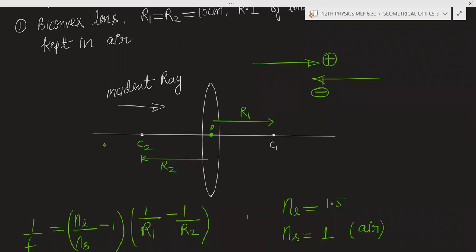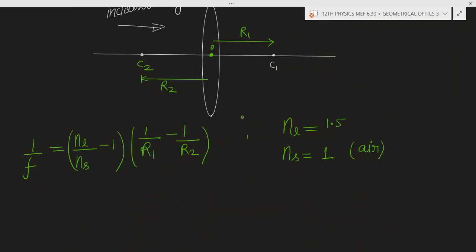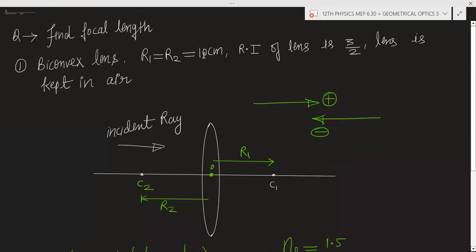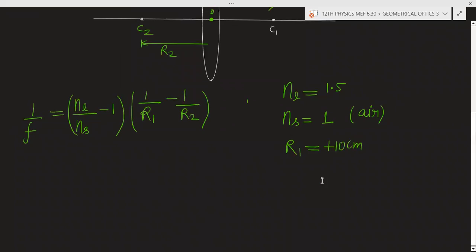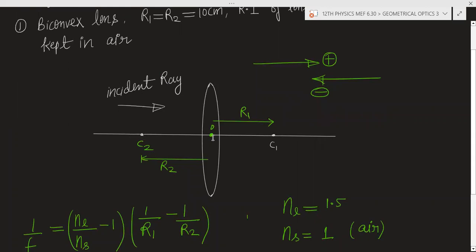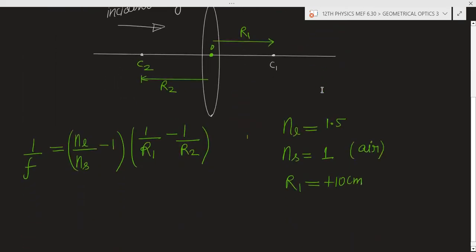Now, for R1, you are measuring the distance in the direction of the incident light. So R1 will be positive. Both R1 and R2 are of 10 centimeter, but R1 you will take as plus 10 centimeter. Why? Because you are measuring R1 in the direction of the incident light. For R2, you will measure in the opposite direction of the incident light. So this direction is opposite to the incident light, and it will be considered negative. So R2 will be minus 10 centimeter.